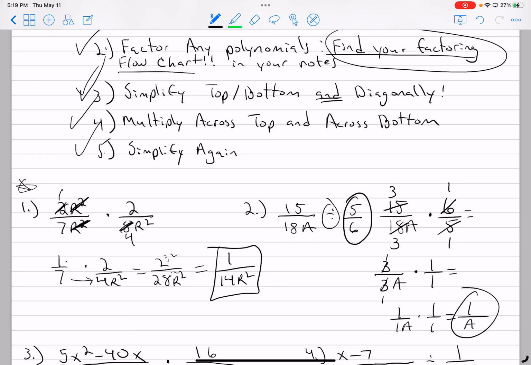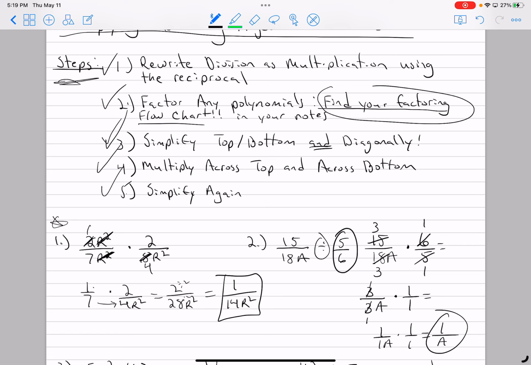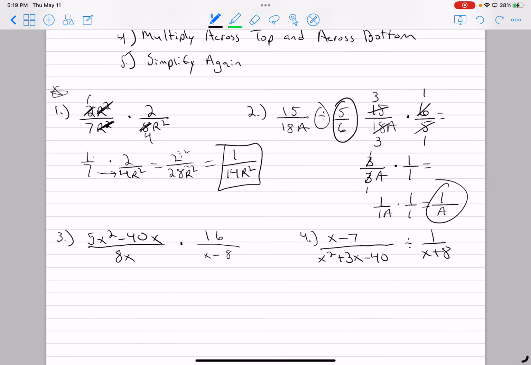There's number 2, following the steps. Man, this is so much easier than the other one. Let's do 2 more problems. Boom, boom. Here we go.